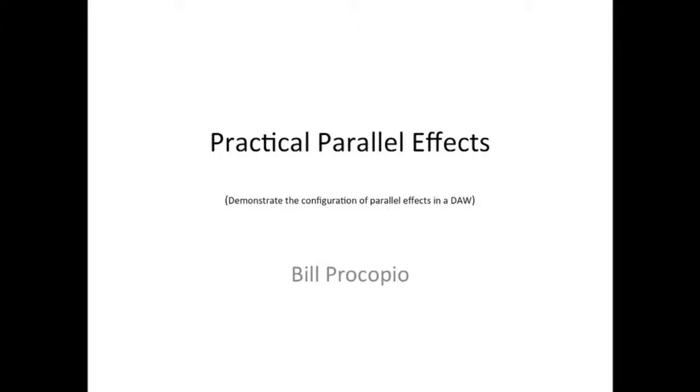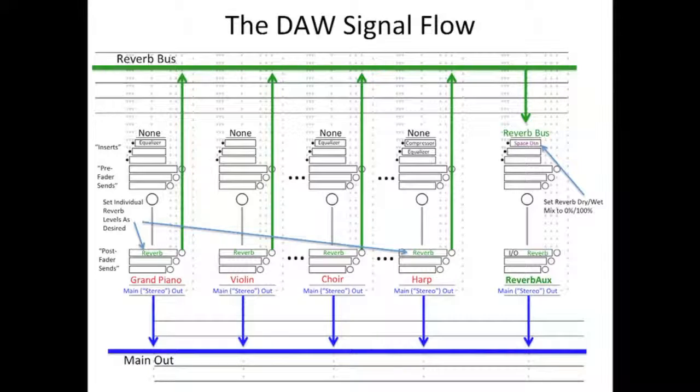Today I'm going to be talking about practical parallel effects and demonstrate the configuration of parallel effects in a DAW. Here we see the overall diagram of the signal flow of a software instrument performance within the DAW, showing the separate instrument channel strips with their individually selected inserts or effects, an individual channel that manages a parallel effect, an interconnecting function bus, and finally the main output.